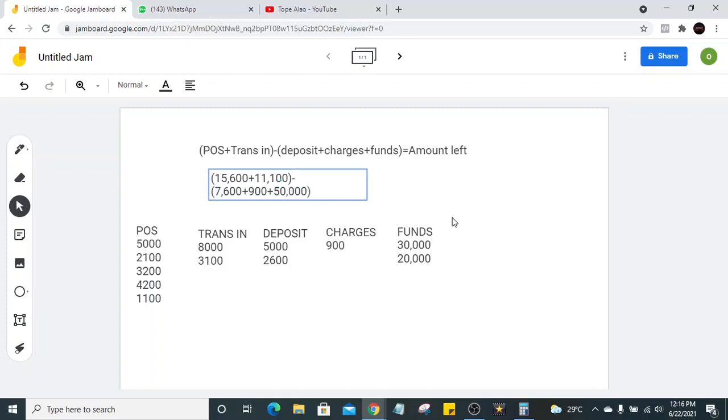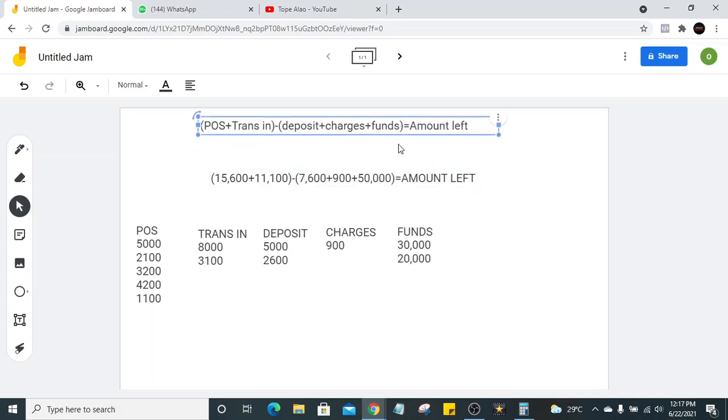So the essence of doing all this is for you to know how much should be left with you at the end of the day. So amount left is the cash you are supposed to have with you at the end of the day. So now let's do the calculation. Let's say it is equal to amount left. Let's do the calculation one by one so we won't miss anything.